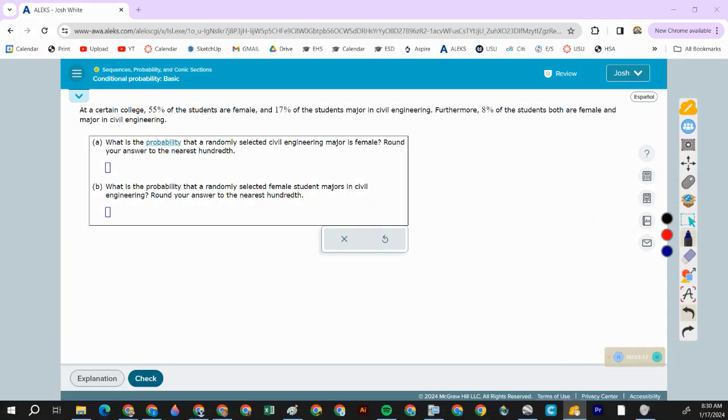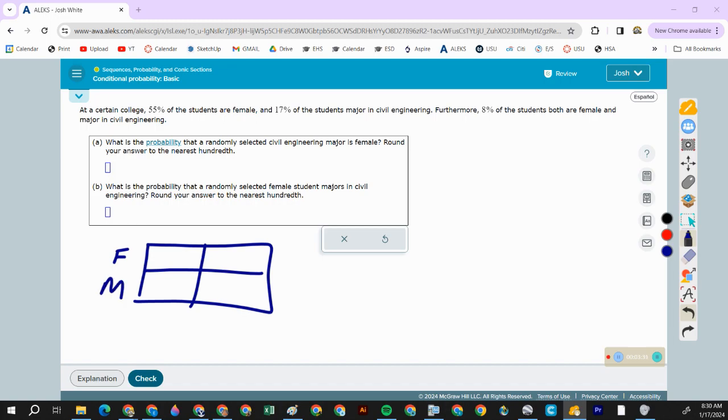All right. These are a little bit tricky. We need to write a two-way frequency table. Okay. So we're looking at female and male, and we're looking at engineering. What's the other one? Not engineering, I guess. So 55% of the students are female. So these two boxes add to 55%.